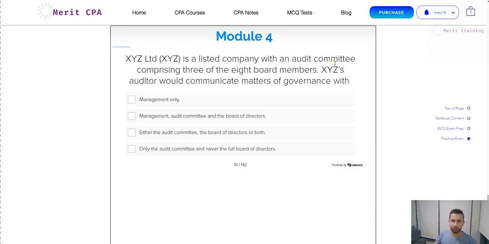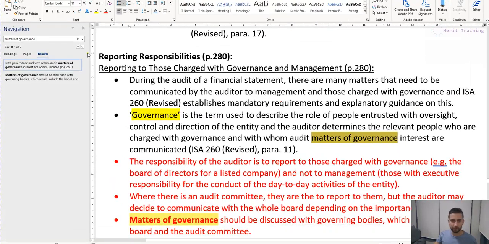XYZ is a listed company with an audit committee comprising 3 of the 8 board members. XYZ's auditor would communicate matters of governance with A, management only, B, management, audit committee, and the board of directors, C, either the audit committee or the board of directors, or both, or D, only the audit committee and never the full board of directors. So for this one, what I would do is I'd just do a Control F in the notes for matters of governance. So that's going to pick up just a couple of examples, only 2 actually, so it should be pretty easy to find in the notes. So here, have a look.